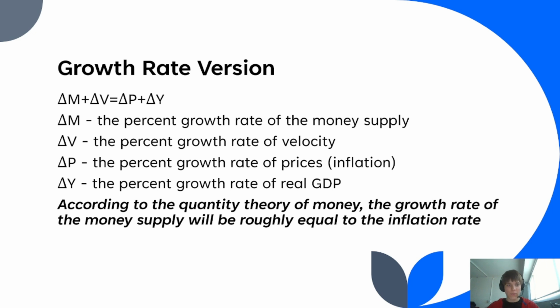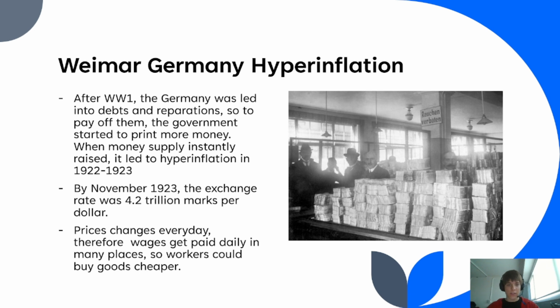Here's the growth rate version: delta M plus delta V equals delta P plus delta Y. It assumes that velocity stays constant, so delta V will be close to zero. The growth rate of real GDP varies from 2% to 8% at most in most cases. So, according to the quantity theory of money, the growth rate of the money supply will be roughly equal to the inflation rate.